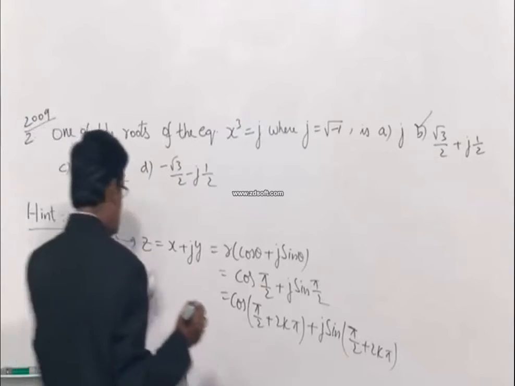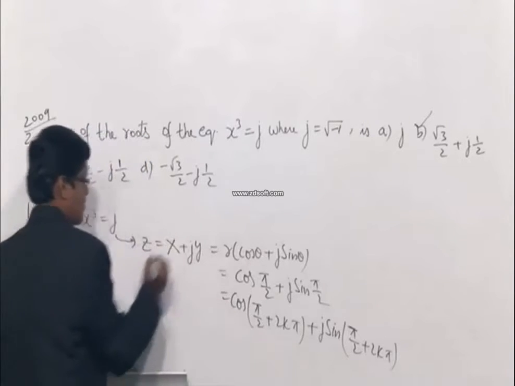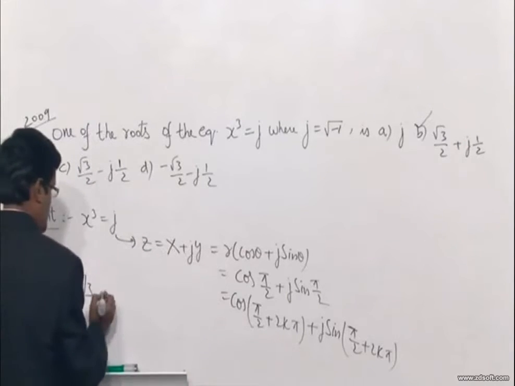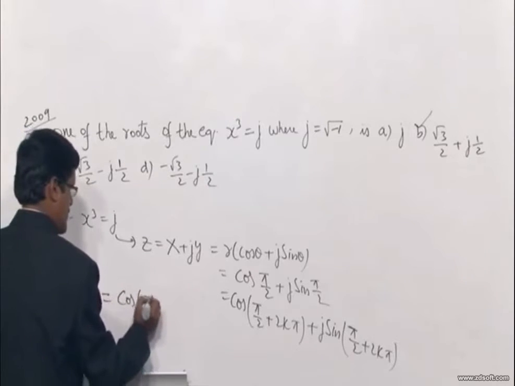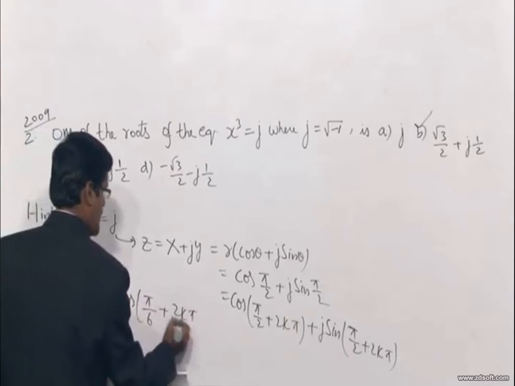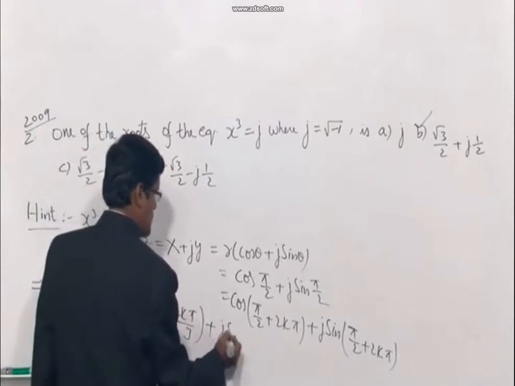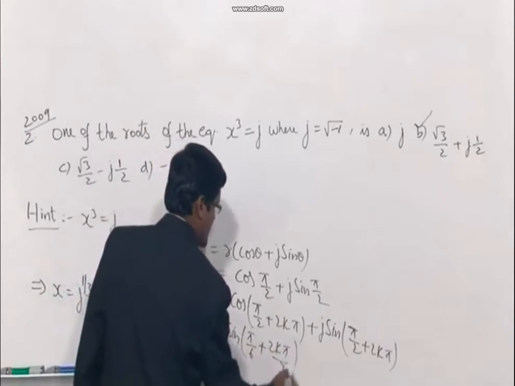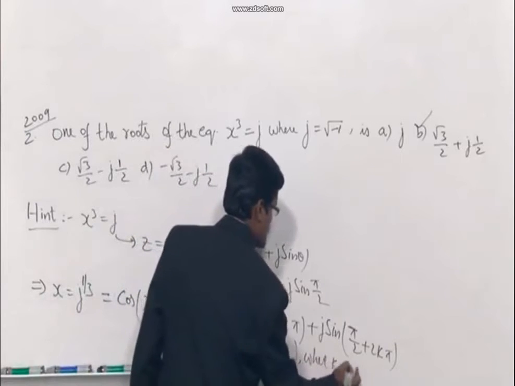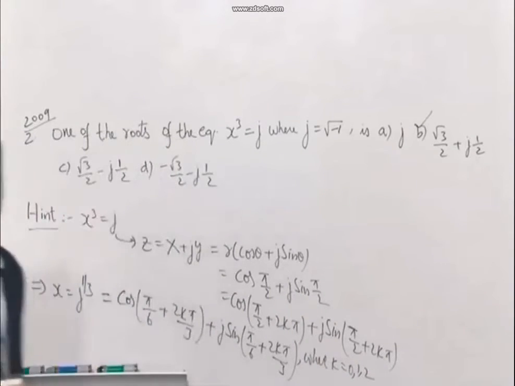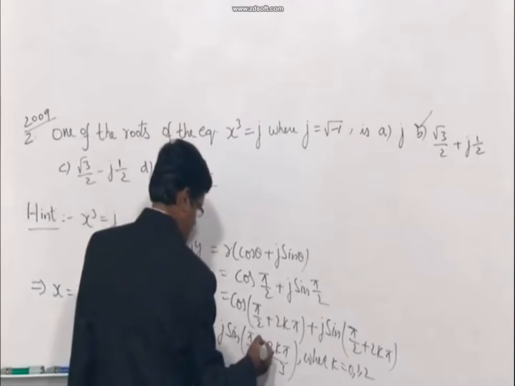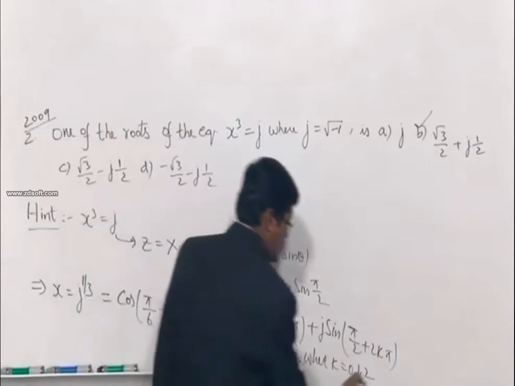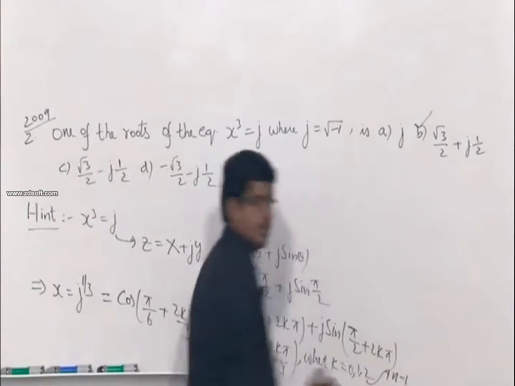Or you better denote this small x by capital X, because small x is given in this equation form. Okay, cos pi by 6 plus 2k pi by 3 plus j times sin pi by 6 plus 2k pi by 3, where k is equal to 0, 1, 2, because cube roots. Here 2 is nothing but n minus 1, last value.